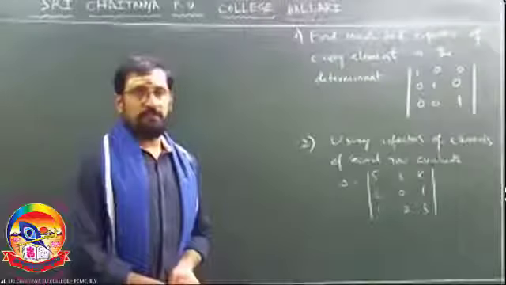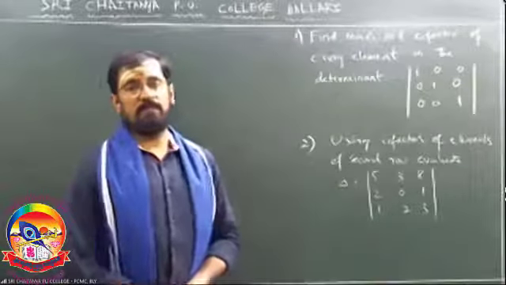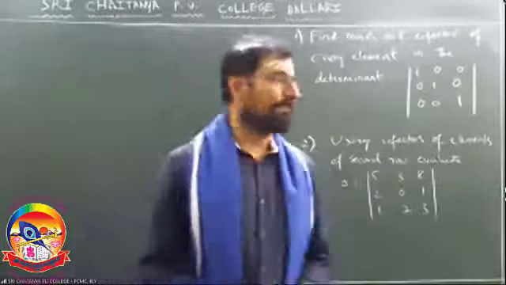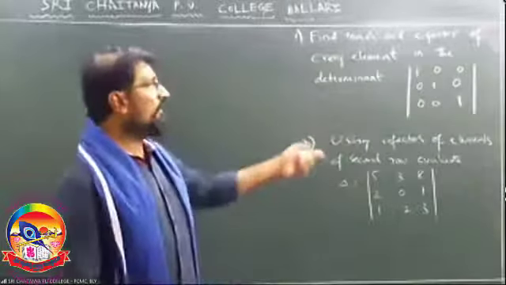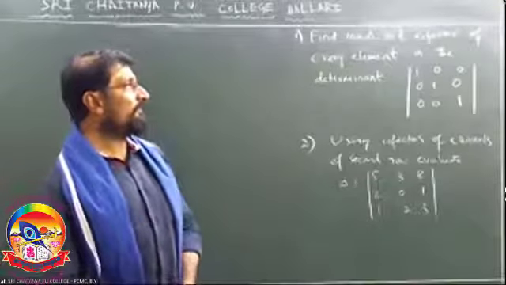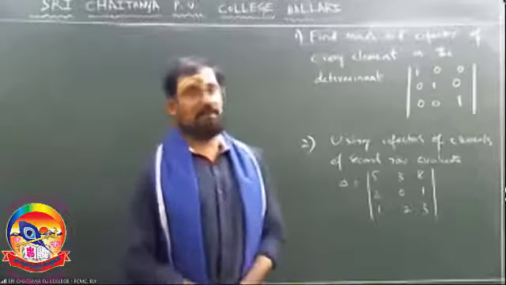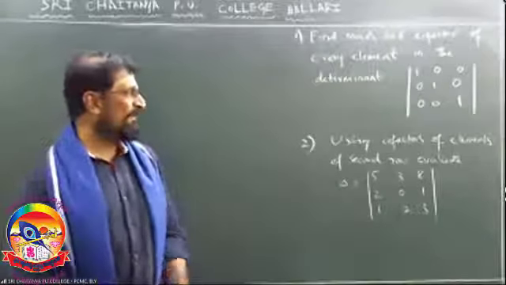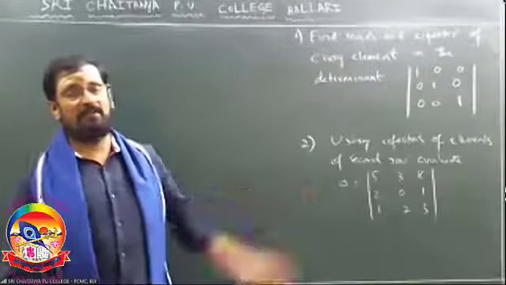Let me discuss the problems, the continuation of yesterday's topic. Copy these two problems: find the minor and cofactor of every element in the determinant of 1, 0, 0, 0, 1, 0, 0, 0, 1, and write down this problem also.